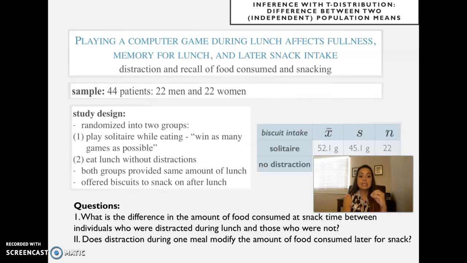And question number 2, does distraction during one meal modify the amount of food consumed later for a snack? This is a good design to assess that, right? Because we have 2 groups that were randomized. They were similar in many, many ways because they were simply randomized in those 2 groups. They ate the same amount of lunch, and then we were observing the difference in snacking afterwards. So it would be nice to see if there is a reliable difference between these 2 groups, if the difference is large enough to be unlikely if distraction made no difference, right? Then we can reject the null hypothesis in favor of the hypothesis that, yeah, distraction does something, right?